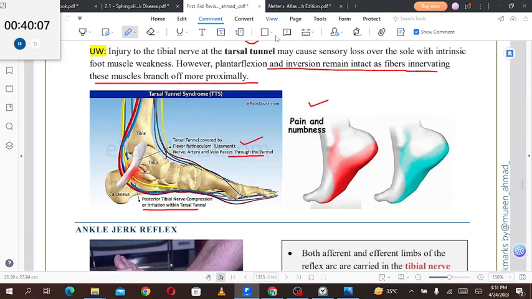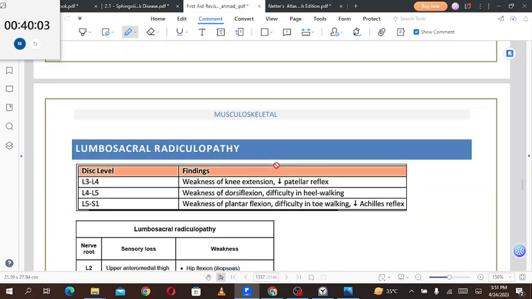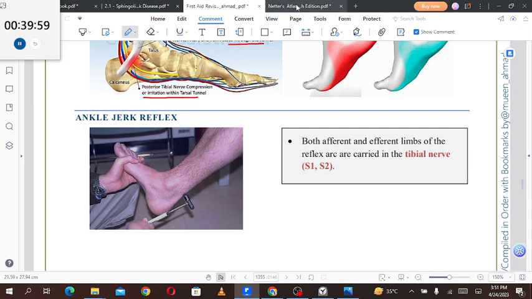Ankle jerk. Before that, let's go to the... Okay, I guess we're done with the nerves. Not yet. Not yet. But we're close. Okay. So let's go to the dirty mnemonics first.